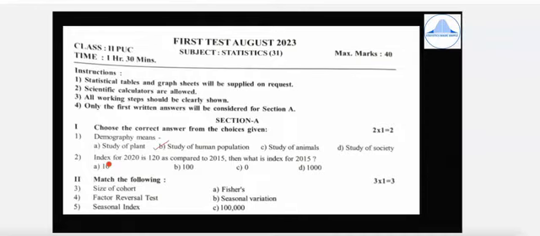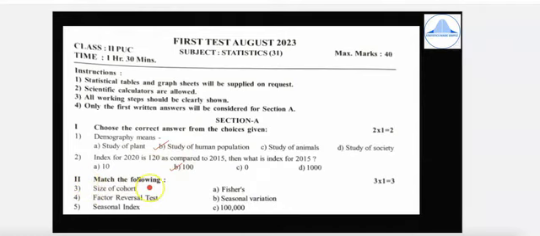The second question, index for 2020 is 120 as compared to 2015. Then what is the index for 2015? So observe that in this question, 2015 is the base year and 2020 is the current year. So we all know that the base year index is 100. So the answer is subdivision B, 100.